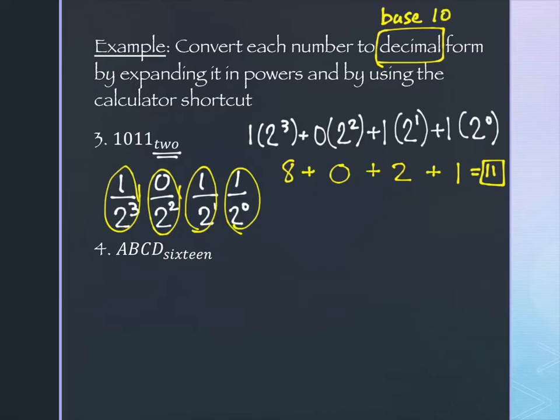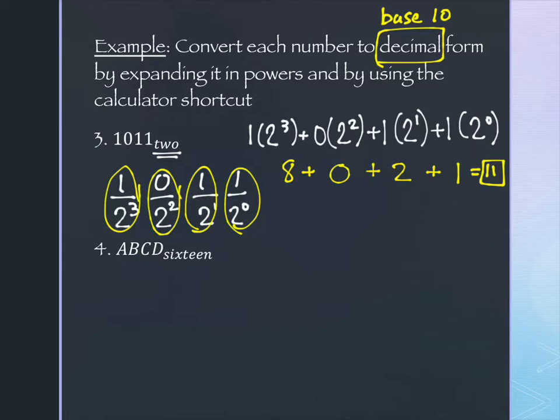So decimal means base 10. If you had the word octal, that means base 8. Binary means base 2. Yeah, that's how they're using that word. Thanks for asking. Okay, so let's do the ABCD base 16. Told you a base 16 was going to come up, right?